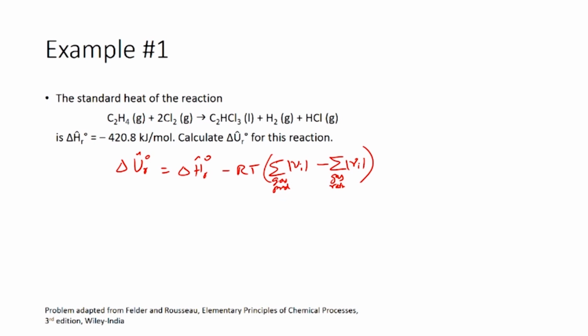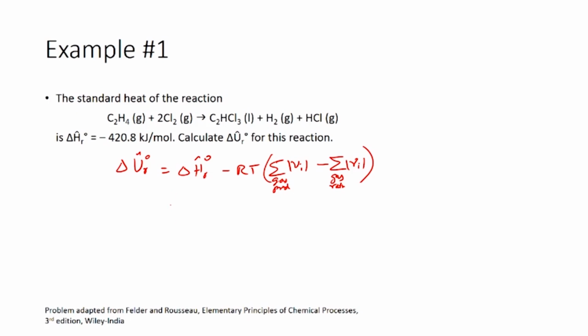So, here let us identify what are the gaseous products and reactants. You have C2H4, Cl2, H2 and HCl all as gases. Here C2HCl3 is in liquid phase, so we do not have to worry about this particular component. Let us identify the stoichiometric coefficients of the reactants and the product gases. The product gases are hydrogen and hydrogen chloride, and these have stoichiometric coefficients of 1. So, the summation of these stoichiometric coefficients is 2. Similarly, you have the stoichiometric coefficients of 1 and 2 for the reactant gases. So, the summation is 3.